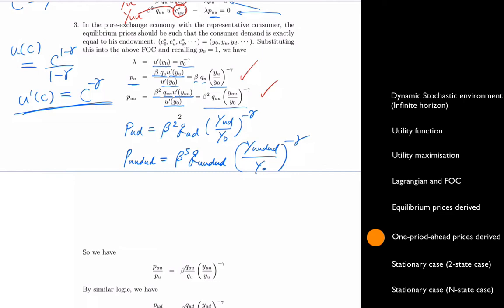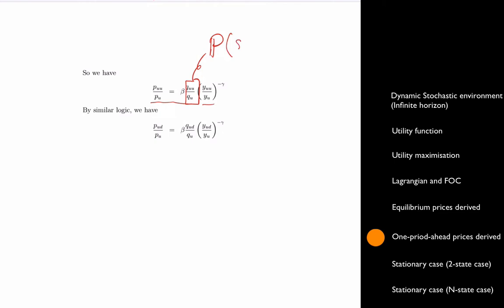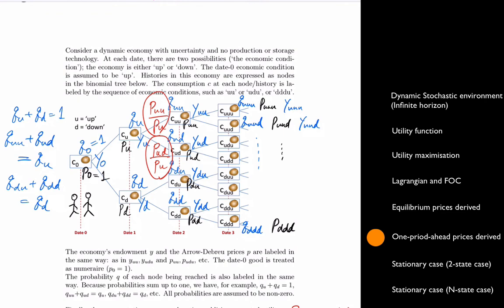one beta is cancelled out and Y0 will be cancelled out. So we have PUU over PU is equal to beta times the probability ratio times the endowment ratio to the power minus gamma. And this probability ratio is actually equal to the conditional probability that the date 2 state is up given that the date 1 state is also up. Remember, these Q's are the probabilities. QUU is the probability of reaching this node. QU is the probability of reaching this node. So if you take the ratio, that will be the conditional probability of reaching node UU, conditional on being in node U.